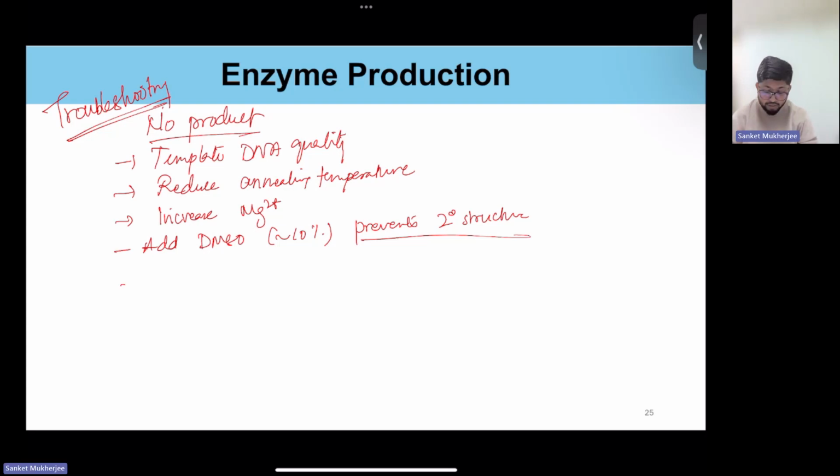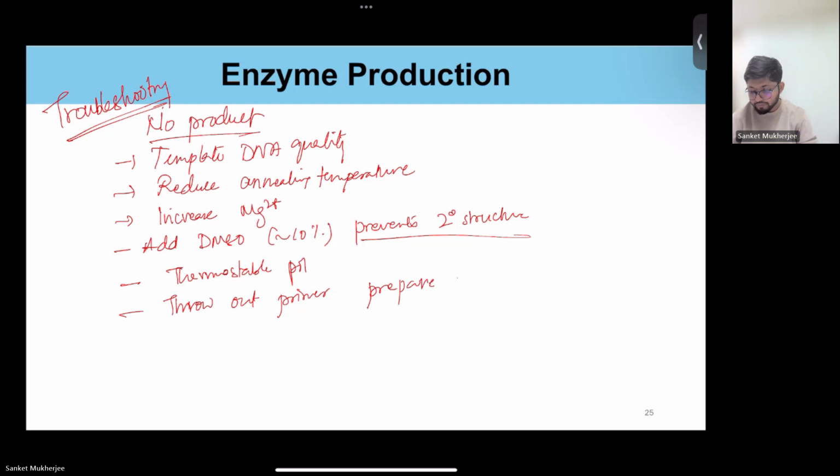You can use other thermostable polymerases, which are more efficient. And sometimes you really cannot explain what the problem is. It might be a problem with your primers, which happened with me as well. So you throw out the primers and prepare fresh stock. And sometimes you don't know why this happens, but this happens.